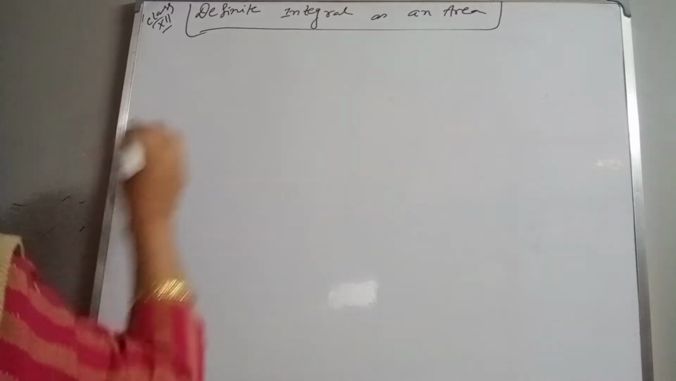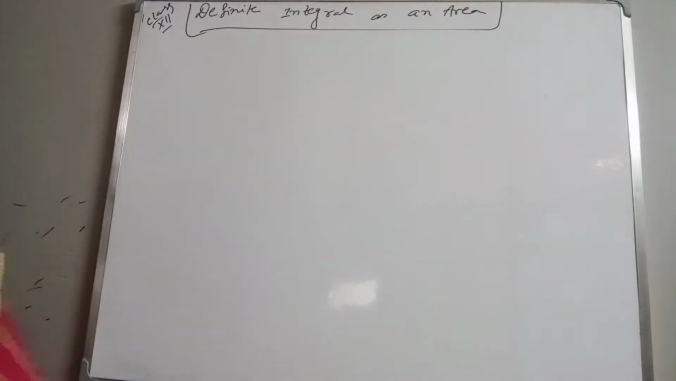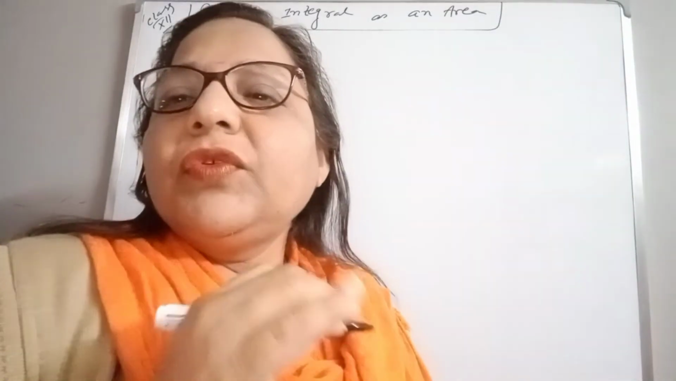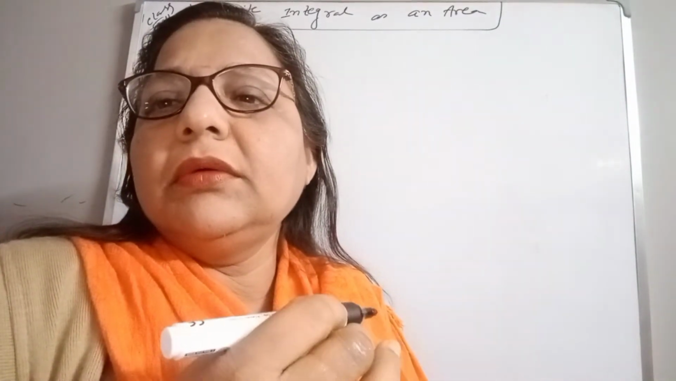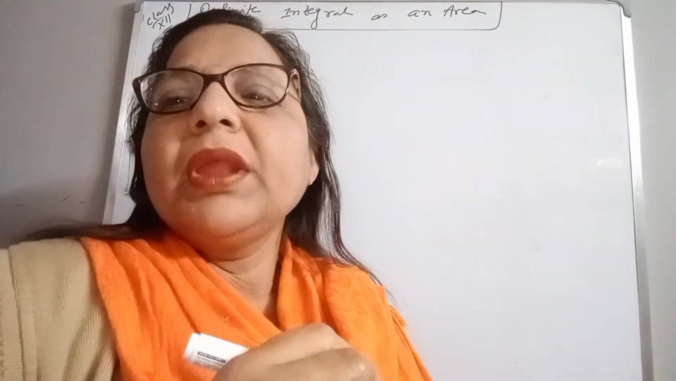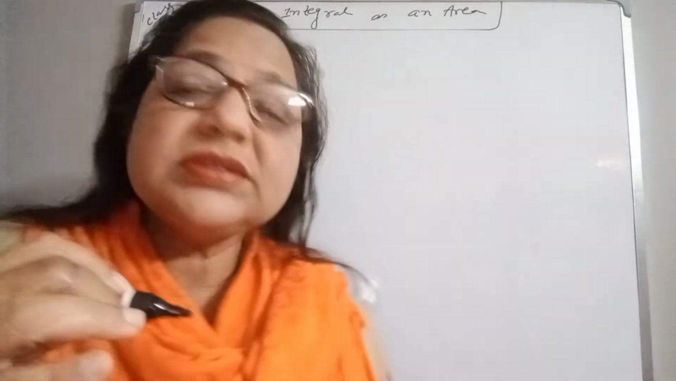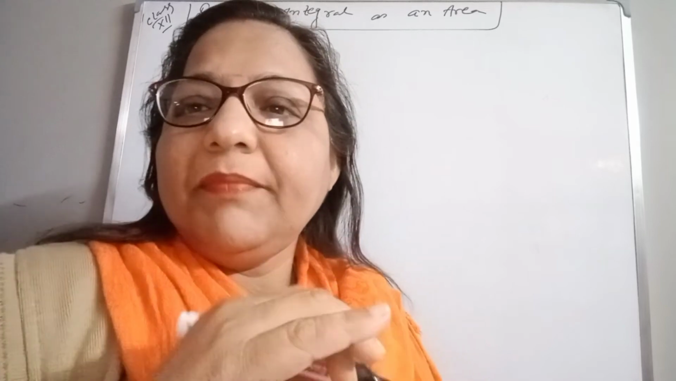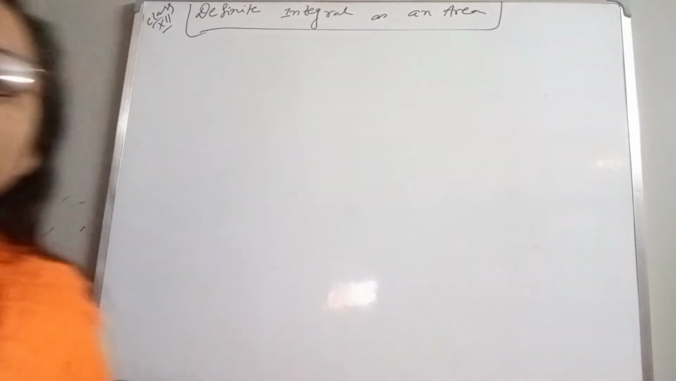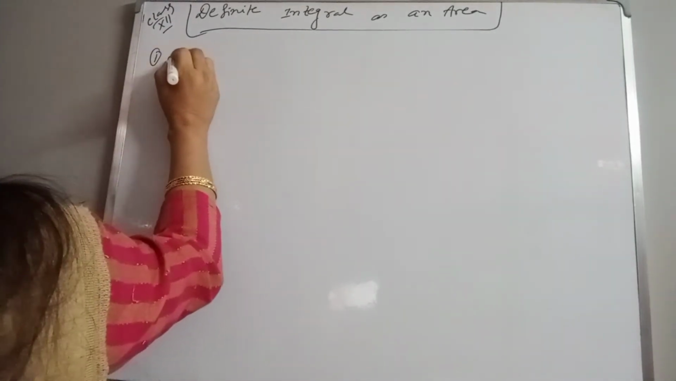Okay, now the first part is the definite integral as an area. What type of area do we have to find? We have to find the area between a curve and the x-axis, or the curve and the y-axis, or when two curves are given, we can also find the area between the two curves. Now the first one is area under the curve.